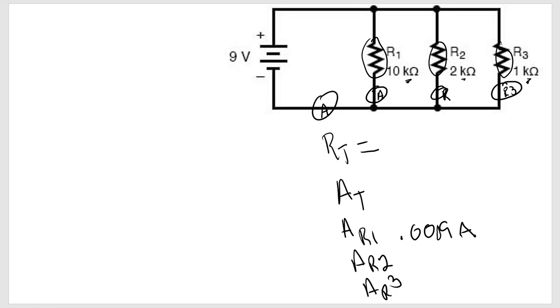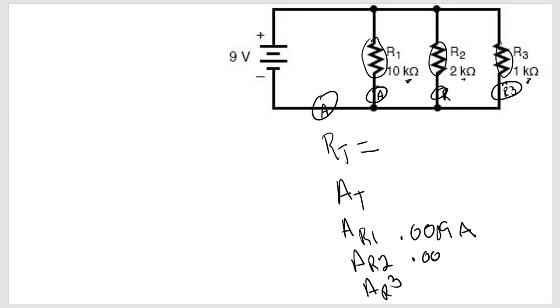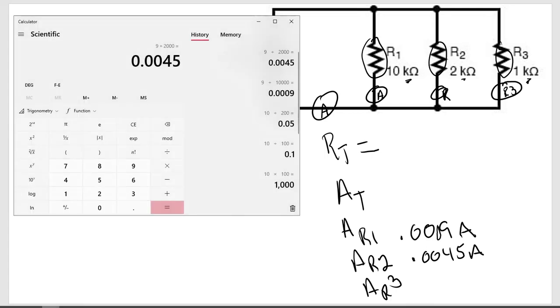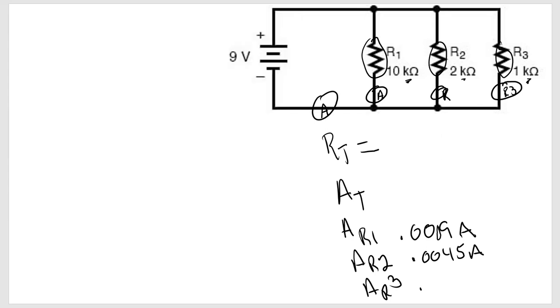Now we're going to find out the amps through R2. So again, we have 9 volts, and we're dividing it by 2,000 this time. Equals, and that's going to be 0.0045 amps. Now we're going to do our last one, R3, and we're going to get our 9 volts, and we're going to divide it by 1K, so that's 1,000. Equals, and that's 0.009 amps.